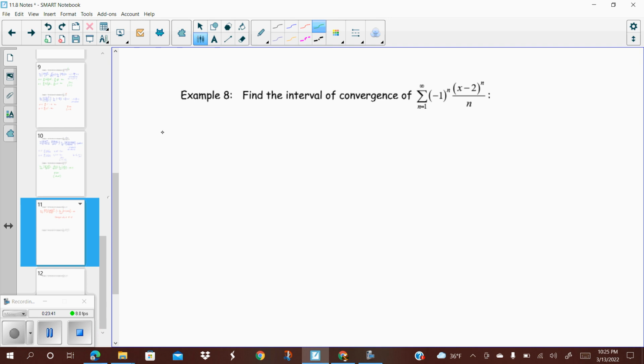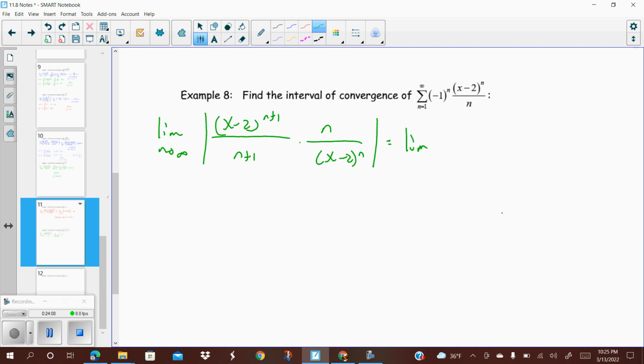So we've got a limit as n goes to infinity. Okay, we're going to drop that negative 1. It doesn't mean anything for the absolute value part. So we'll have (x minus 2) to the n plus 1 over n plus 1, times the reciprocal, n over (x minus 2) to the n. So the x minus 2 part is going to give us just an x minus 2 in the numerator. Looks like I'll still have an n left over, and we'll still have an n plus 1 because those won't reduce.